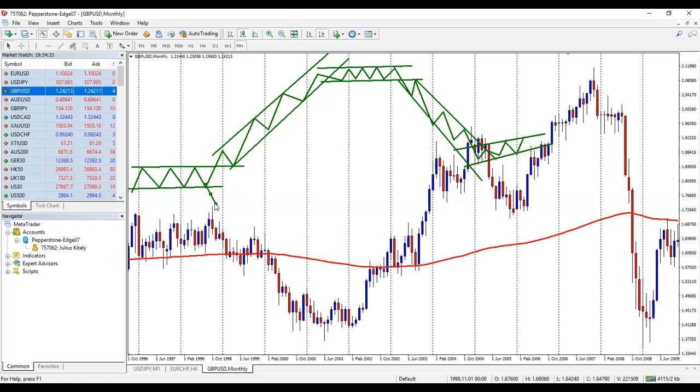So don't be trapped. Don't be trapped or manipulated by the market maker. You have to concentrate. You have to make sure that you trust the process, guys. Make sure you trust the process.